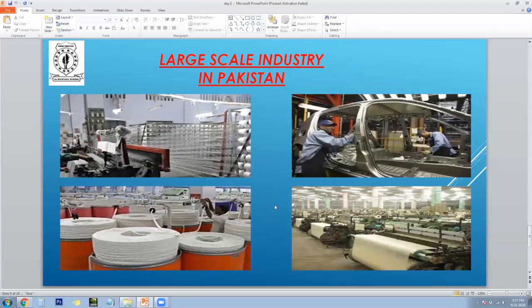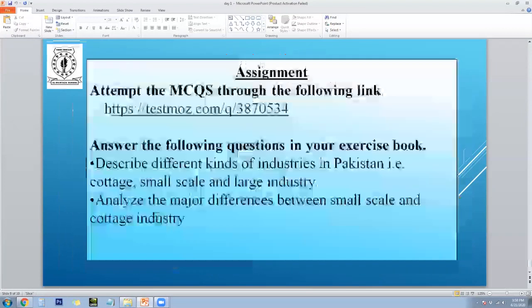And these are examples of the large scale industry. You can see the cotton textile industry here, the car industry. So these are the examples, and you all should be aware of it through pictures also. In the AKUB exam, pictures also come in the MCQs to identify what type of industry that is. So you should all be aware of it through pictures also.